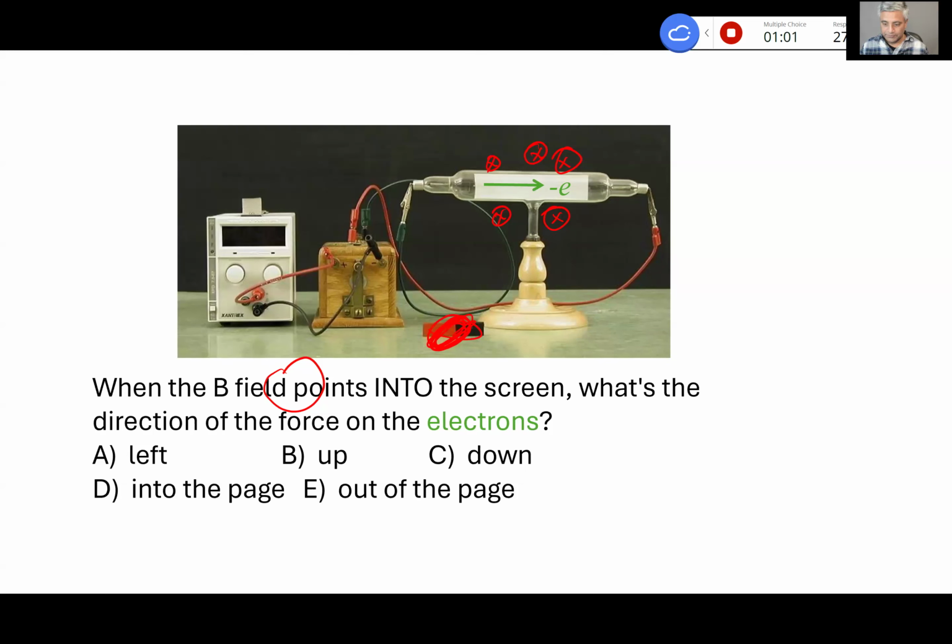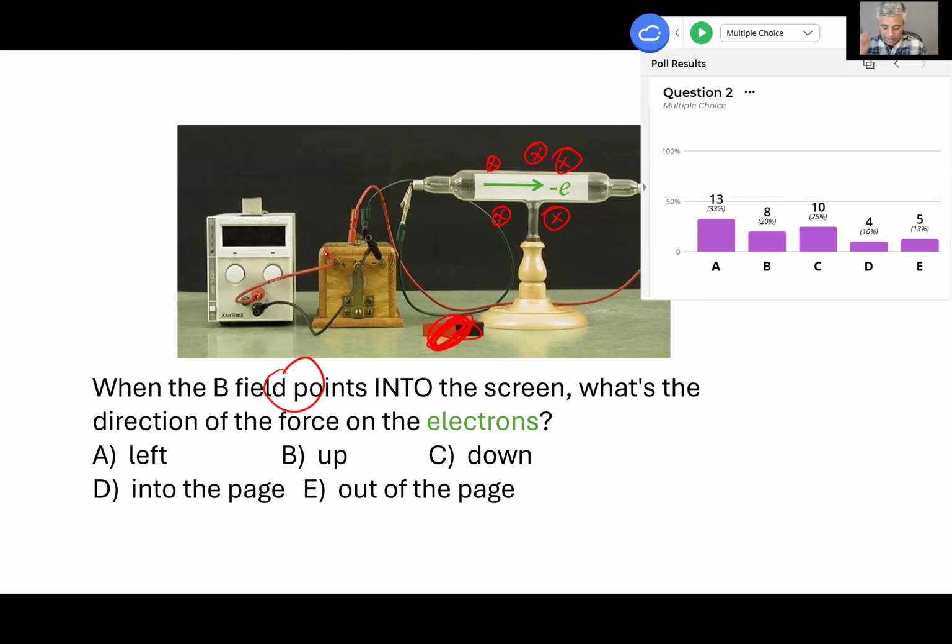30 more seconds. Five more seconds. 5, 4, 3, 2, 1, and it stops. So now let's see what we got here. We are everywhere, so that means a lot of confusion.